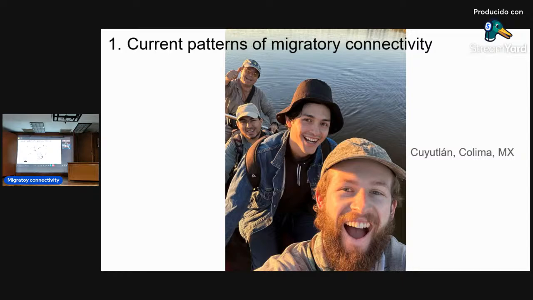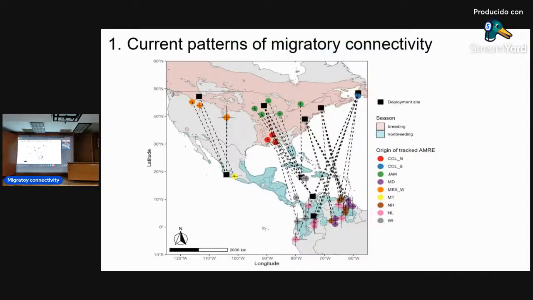And these are what the data look like combined. So what we're looking at here are the deployment sites. So again, these are all the places where I deployed geolocators throughout the breeding and non-breeding range of redstarts. And connected to the deployment sites, you'll see these dotted lines. So each one of these dotted lines represents 1 bird. The dotted lines do not show the migratory routes, they just show the linkages.